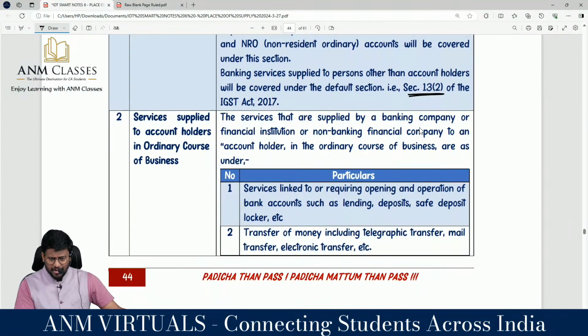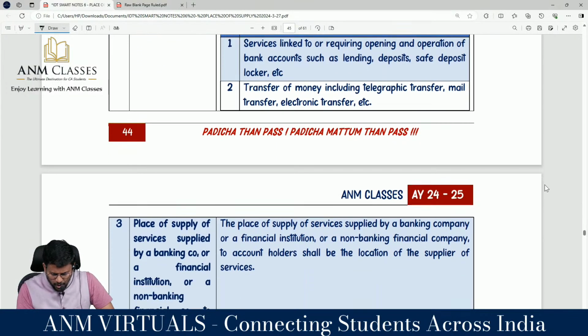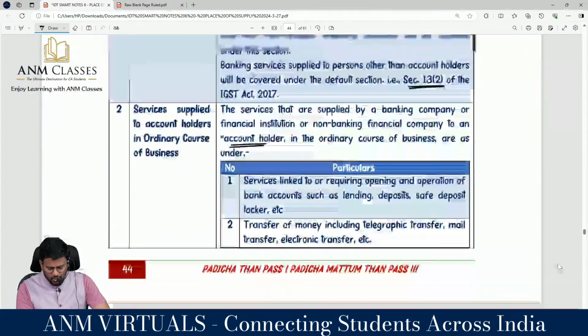Service supplied to account holders in the ordinary course of business. The services that are supplied by a banking company or financial institution or NBFC to an account holder in the ordinary course of business are as follows. Normally, what service does the bank provide to account holders? Service linked to or requiring opening and operation of a bank account such as lending, deposit, safe deposit locker. These are normal services which are provided by the bank to the account holders, or transfer of money including telegraphic transfer, mail transfer or electronic transfer, etc. That is transferring money. That is the next one they will be doing.